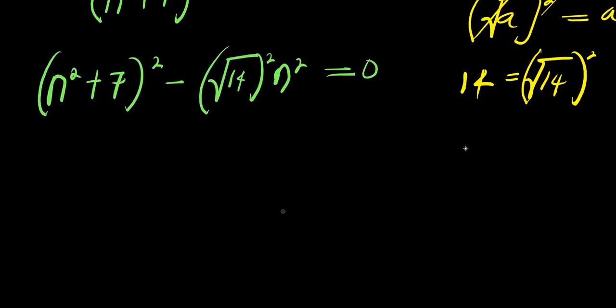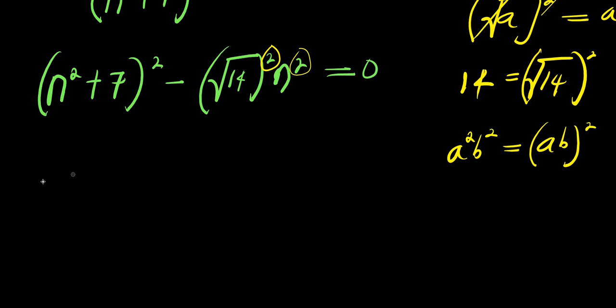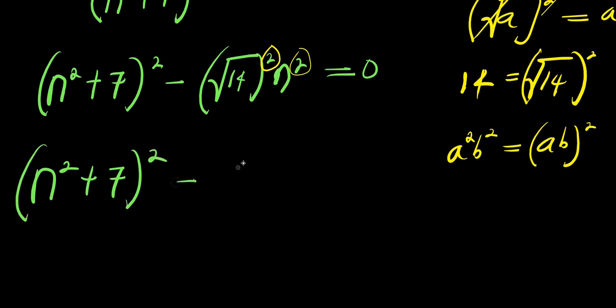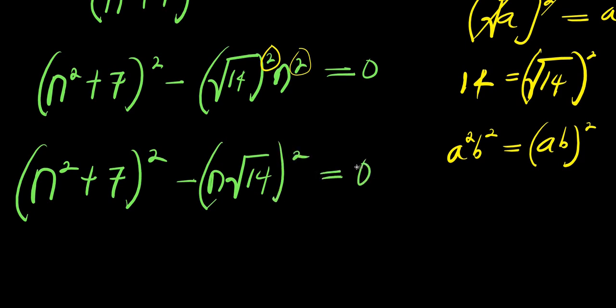Now, if you have a squared times b squared, this equals a times b to the power of 2. So the exponents are the same, so we simply have n squared plus 7 power 2 minus, this is square root of 14 times n, or we have n root of 14 to the power of 2, and this equals 0.